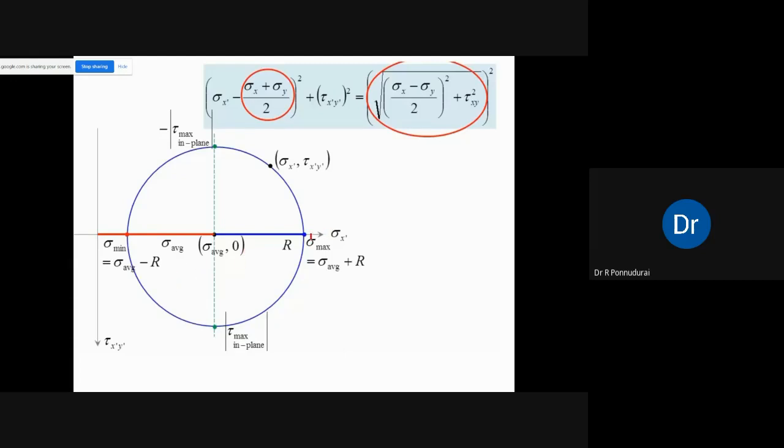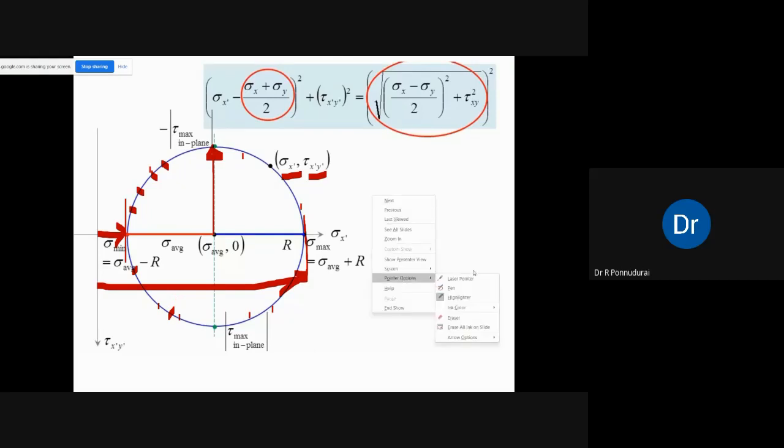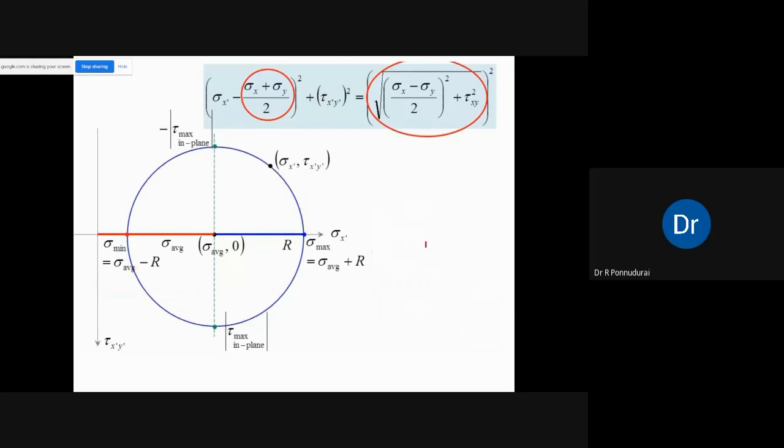As of now, just remember one thing. This portion will be sigma max, this portion will be sigma minimum from 0, 0, and the vertical ordinate gives the maximum shear. At any given point on the circumference of the circle, we can find the stresses, sigma x dash and tau x dash y dash. These coordinates give the state of stress at any given plane. But the problem is, if you rotate the plane by theta, here it will be 2 theta. That is the only difference.